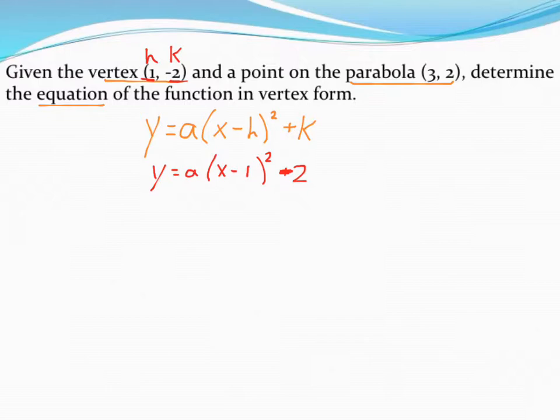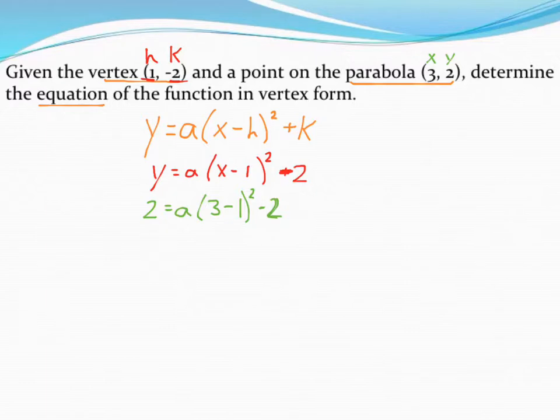Okay, so I got rid of some of my variables, but there are still too many to work with. So I need to now use the point. Remember, the point represents an x and a y value somewhere on your parabola. So let's plug those in for x and y, and we should be in a much better place. So y is equal to 2. A we don't know, but that's okay, that's what we're going to find out. x is equal to 3. And then we already figured out the -1 and then the -2. Now we're in a much better place.